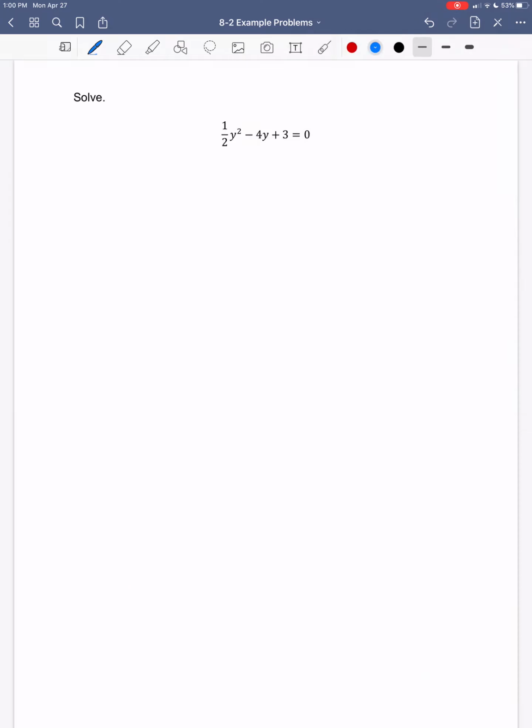All right, so this problem, again, quadratic equation, I've got the y squared. I have to remember it's y, not x. I could say a is a half, b is negative 4, and c is 3. But then I have to plug in a fraction. Now, this is an equation, since it's got an equal sign, so I just have to maintain the balance on both sides.